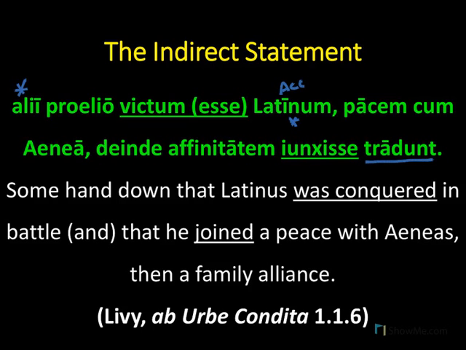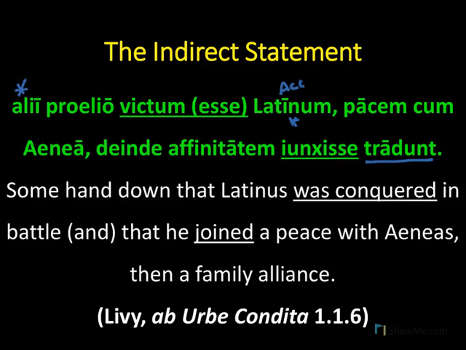Then we take the next infinitive, junxisse, joined. That Latinus joined pacem cum Aenea, a peace with Aeneas. Deinde affinitatem, then he joined a family alliance. Again, the action of junxisse, the joining, happens before the action of the handing down, the telling of the story.